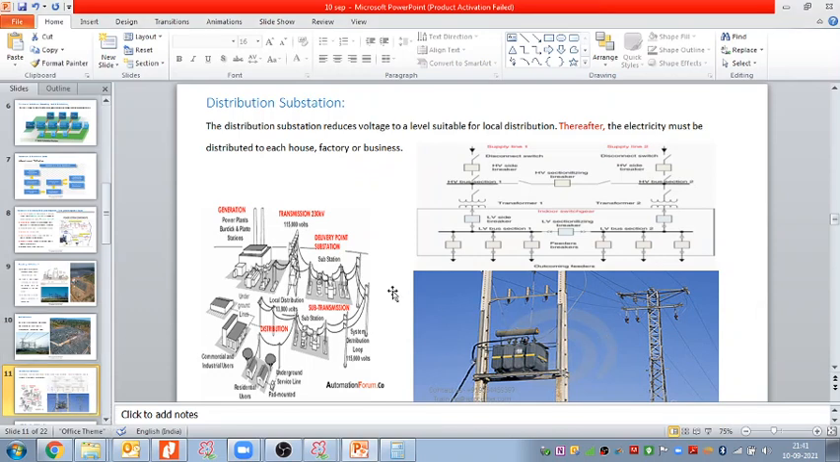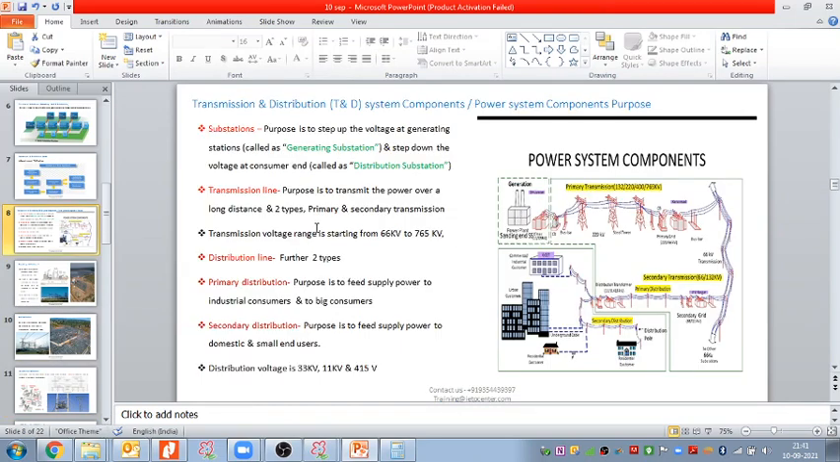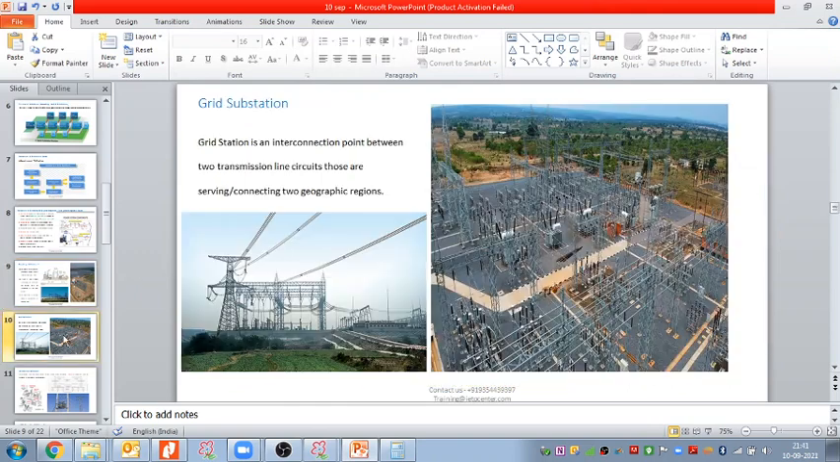So we will cover this distribution substation, we will cover this grid substation, we will cover this generating substation. All these types of substations we will cover and discuss in the class. Okay.